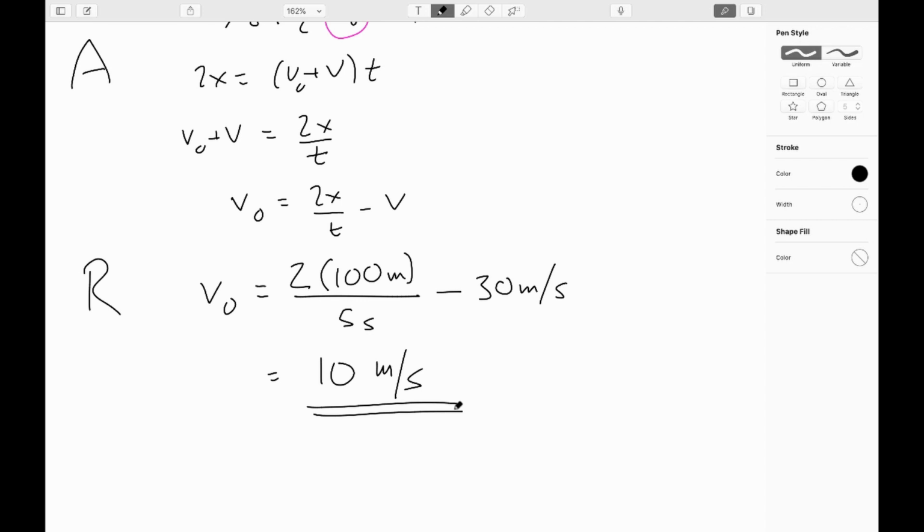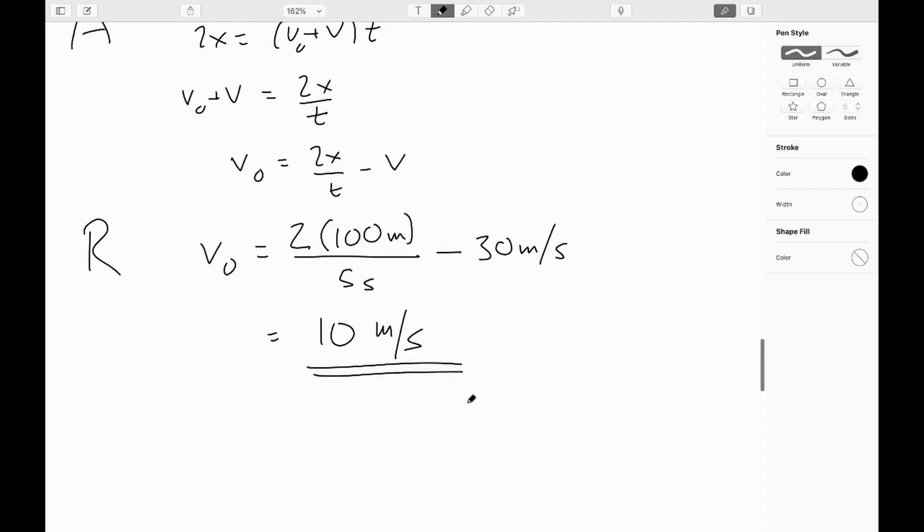All right, now let's ask ourselves, is the answer reasonable? Yeah, we were told the car was speeding up. It's slower than what we had before, so that seems very reasonable. And the units check. And so we can feel quite confident that we've probably done this one right. And so we get that initially the car was going at 10 meters per second to the right.